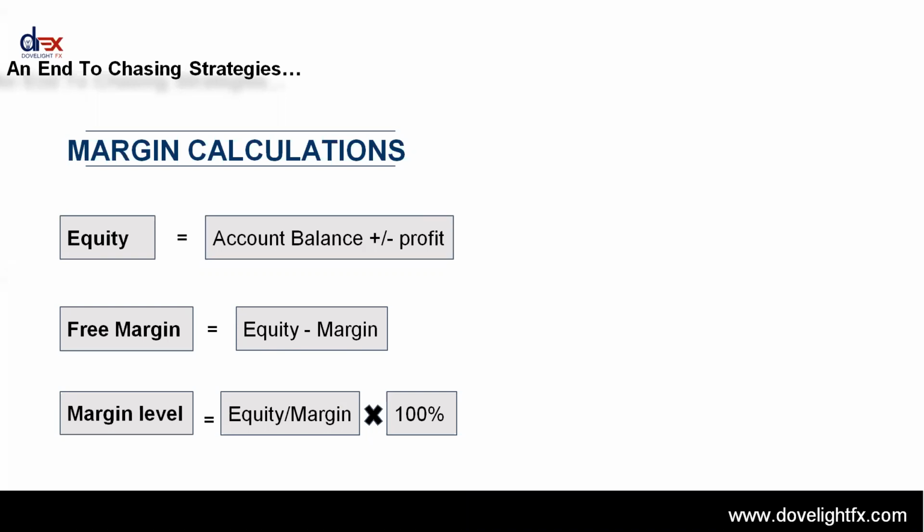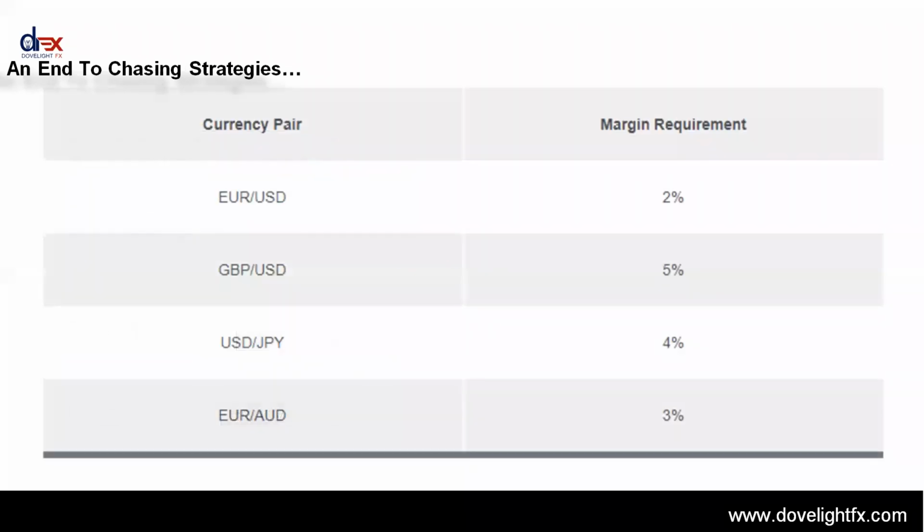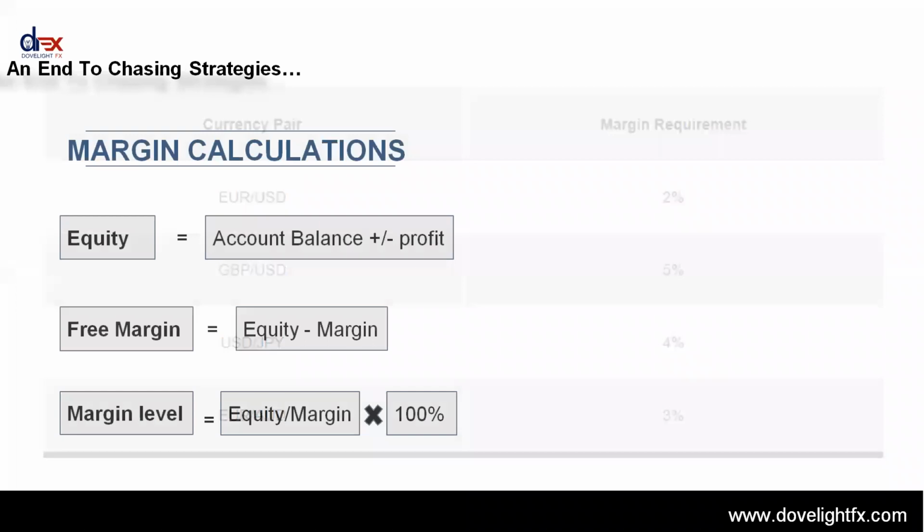Free margin is what? Equity minus margin. If I have $100 and I open a trade, and $10 of my $100 is used as the margin to keep that trade open, that means I have a free margin of $90 to open more trades. And your margin level, which is also in percentage, as I showed you previously, the margin requirement in percentages is actually derived from here.